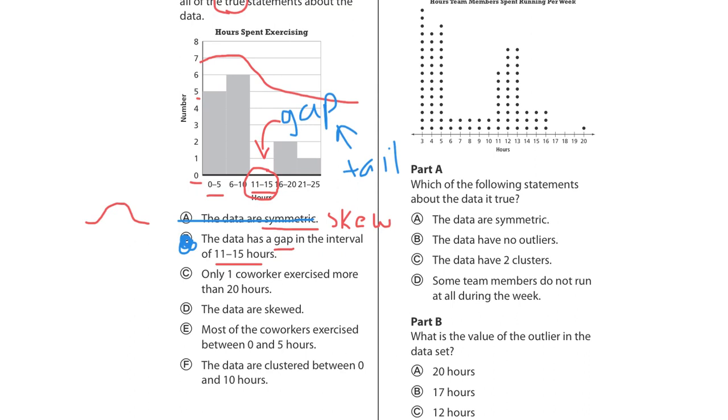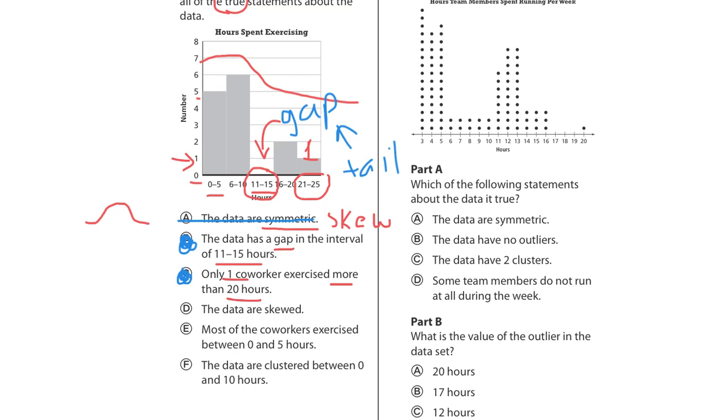C, only one coworker exercised more than 20 hours. Only one exercised more than 20 hours. So that would be between 21 and 25 hours. And here it says one coworker. Okay, so this one is correct as well.